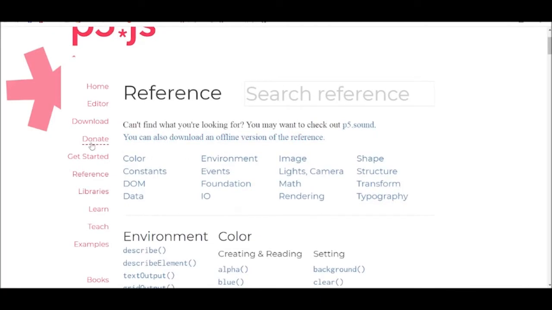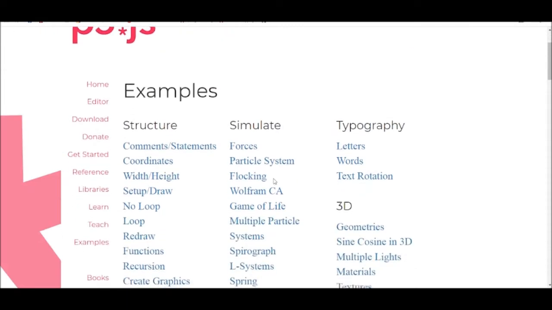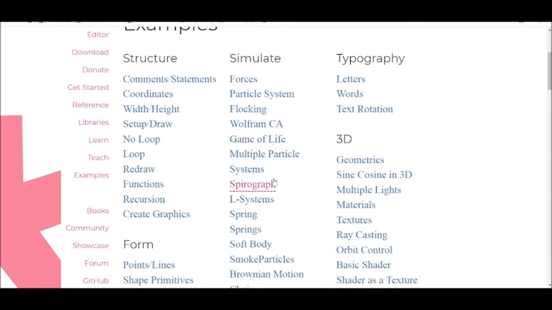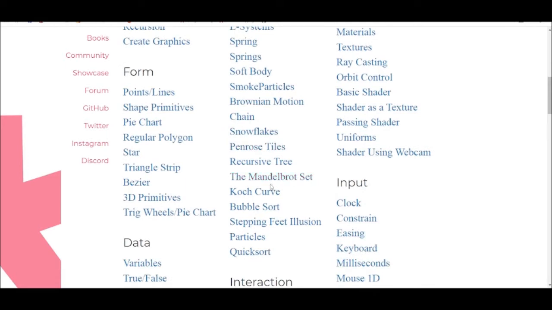If you go to the p5.js website after you've donated, if you click on the examples page, it'll pull up the different sections. We want to look at the simulate section. You'll see there's a whole list of different systems. Many of those are particle systems, so you can see there are lots of different ways of approaching problems using particles, and that those systems can solve a lot of problems too.